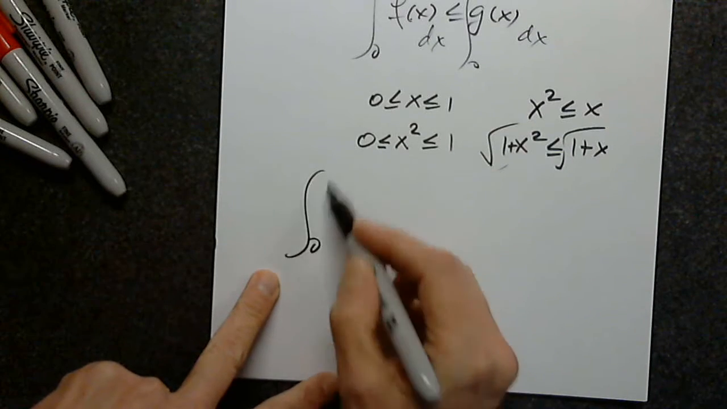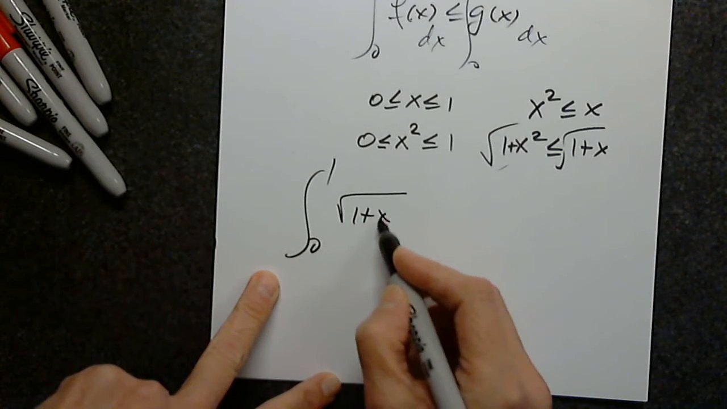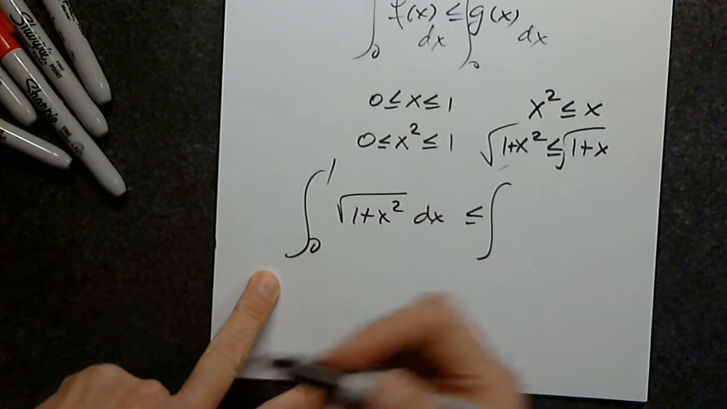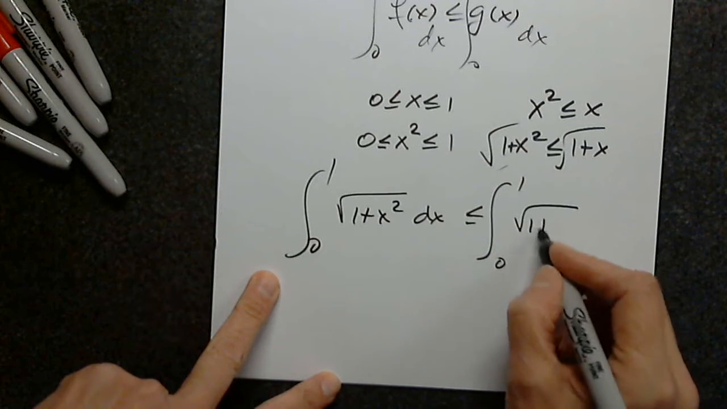So now I'll say the integral from 0 to 1 of the square root of 1 plus x squared dx must be, by one of the properties that we just discussed, this.